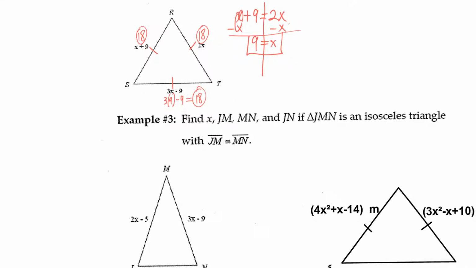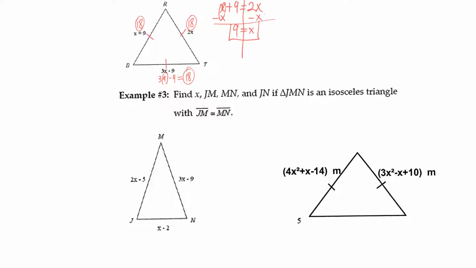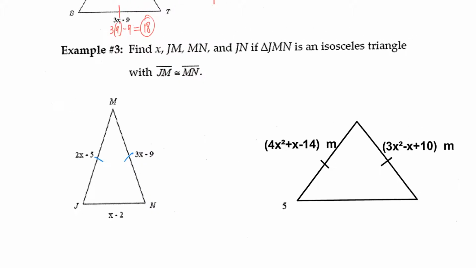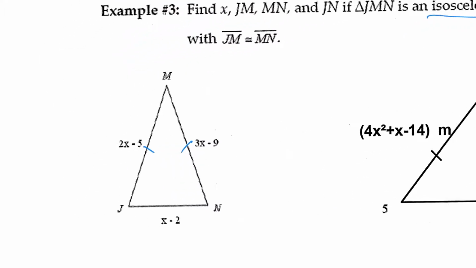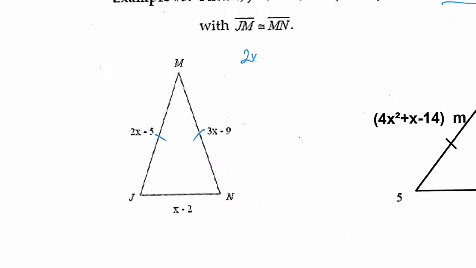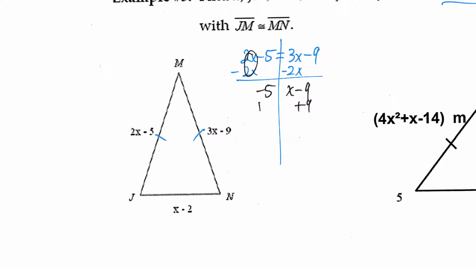Okay, example 3. So find x. All right, JM is congruent to MN. So this is an isosceles triangle. So how am I going to set this up to find the value of x? 2x minus 5 equals 3x minus 9. Okay, I'm going to take 2x from both sides. These zero out. That leaves negative 5 equal to x minus 9. Add 9 to both sides. And this is 4 equals x.